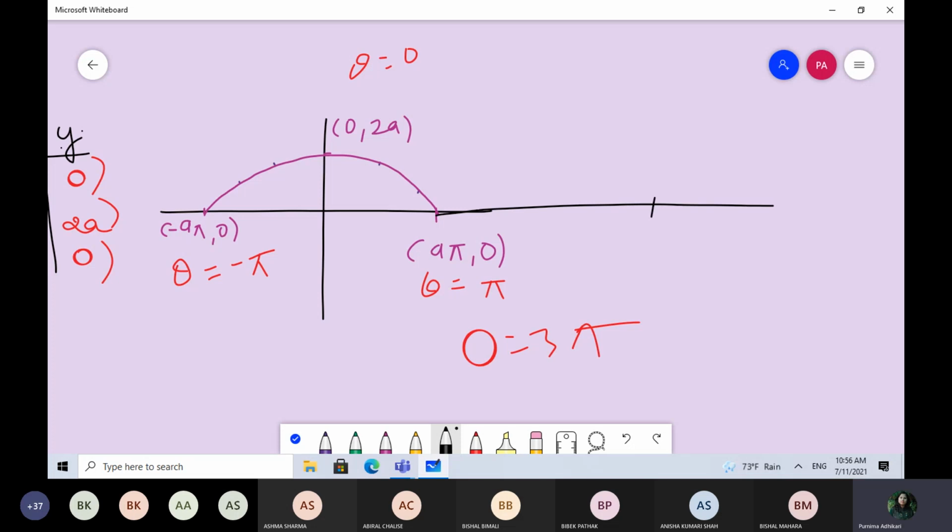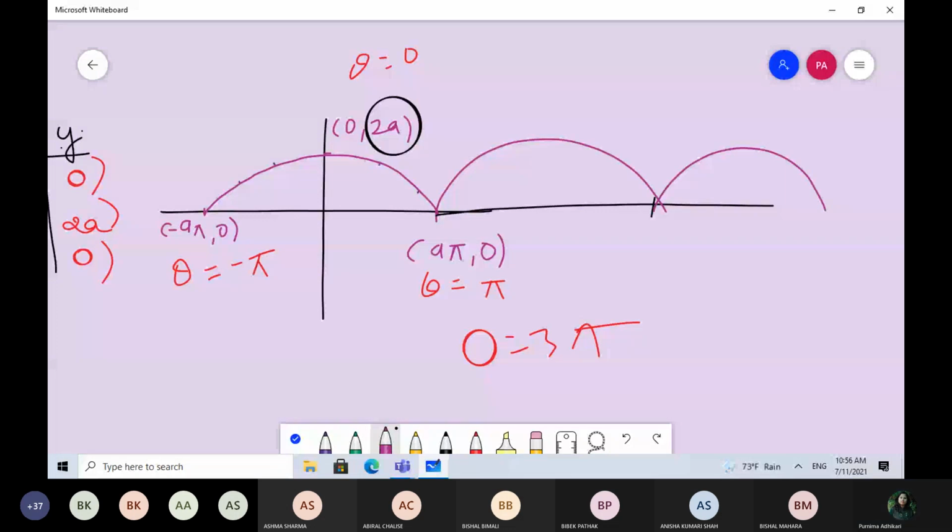You will get one more y greater than 2a. The value of y cannot be greater than 2a, and it cannot be less than 0. So your another curve will be like this, and then here at 3 pi this kind of arc is formed, again 5 pi, and so on.